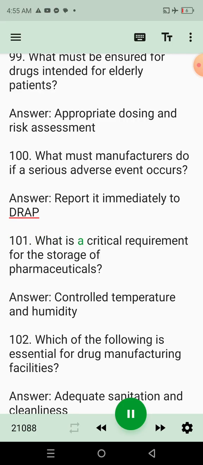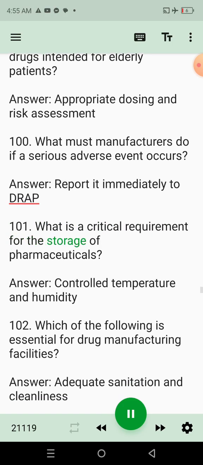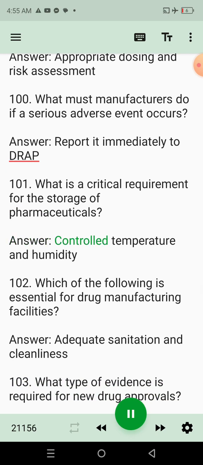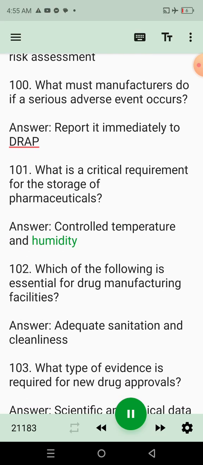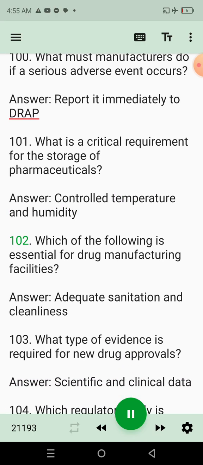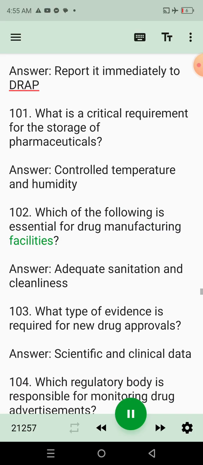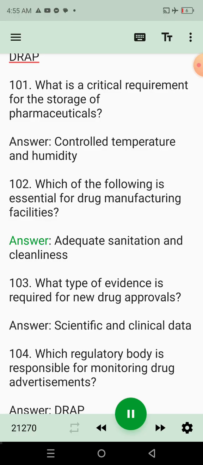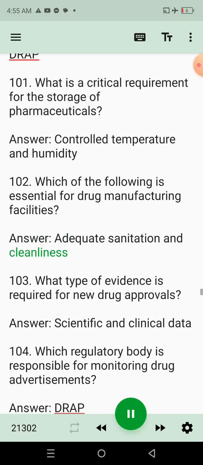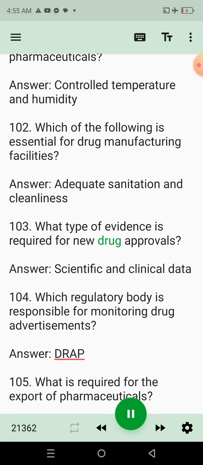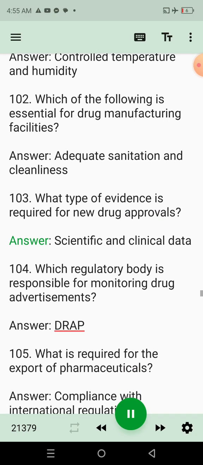101. What is a critical requirement for the storage of pharmaceuticals? Answer: controlled temperature and humidity. 102. Which of the following is essential for drug manufacturing facilities? Answer: adequate sanitation and cleanliness. 103. What type of evidence is required for new drug approvals? Answer: scientific and clinical data.